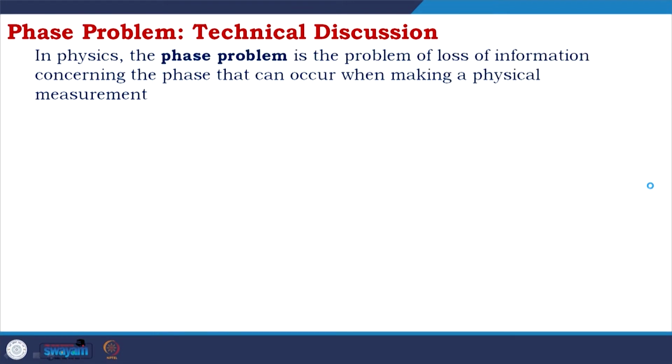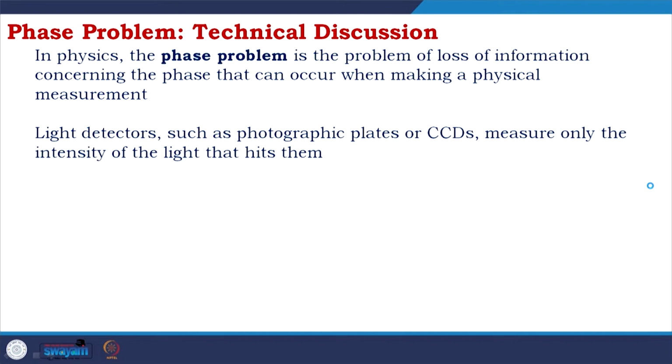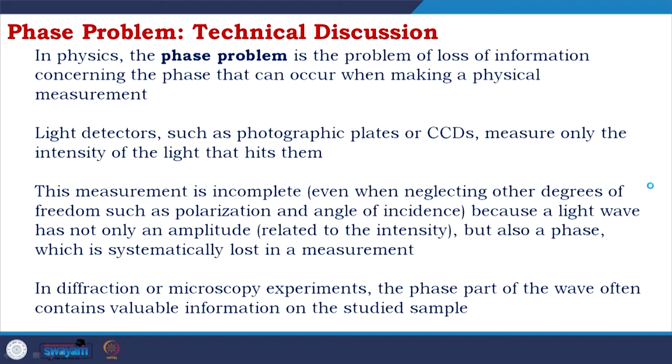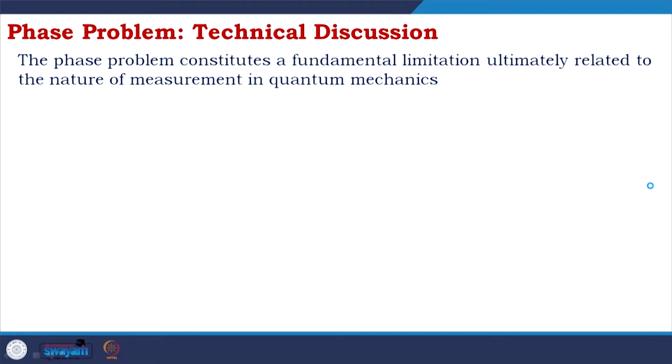In physics, the phase problem is the problem of loss of information concerning the phase that can occur when making a physical measurement. Light detectors such as photographic plates or CCDs measure only the intensity of the light that hits them. This measurement is incomplete, and we are even neglecting other degrees of freedom such as polarization and angle of incidence, because a light wave has not only an amplitude but also a phase, which is systematically lost in the measurement. In diffraction or microscopy experiments, the phase part of the wave often contains valuable information on the studied sample. The phase problem constitutes a fundamental limitation ultimately related to the nature of the measurement in quantum mechanics.